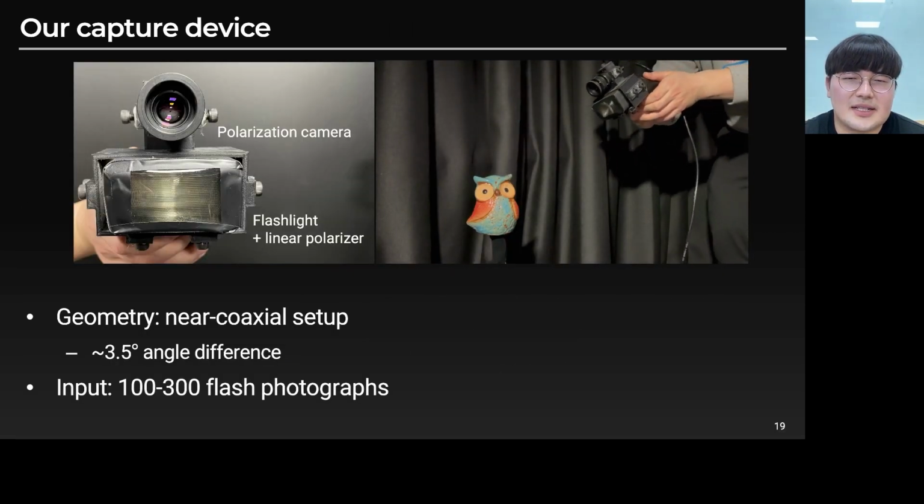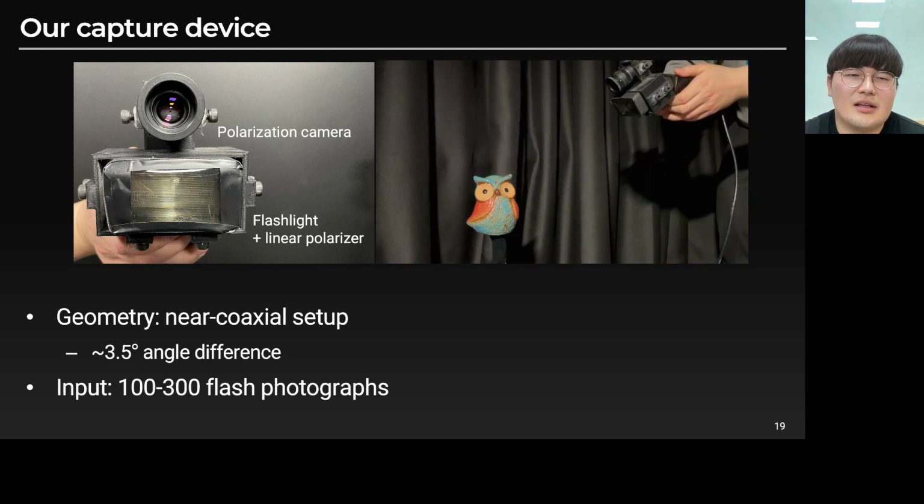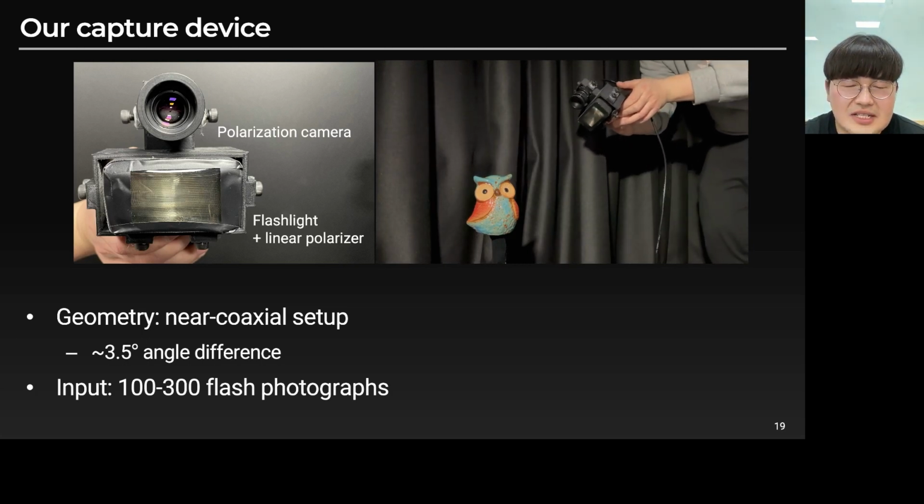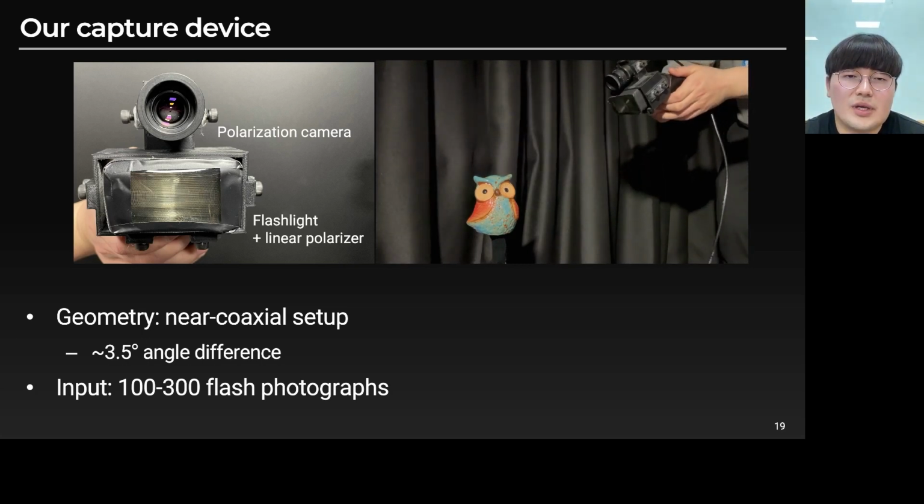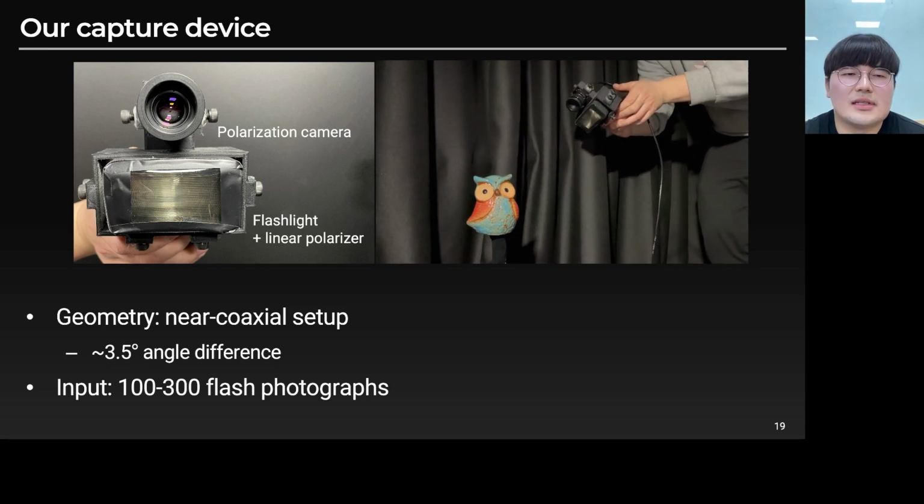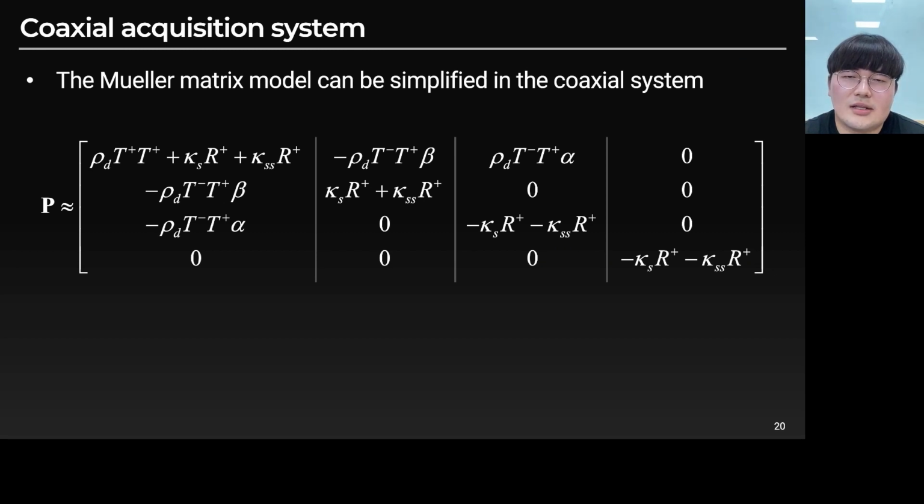This is our device. We combine an off-the-shelf polarization camera and a flashlight equipped with a linear polarizer. For input, we captured about 100 to 300 flash photographs as shown in this video. In the given setup, the light and the camera are oriented in nearly the same direction. A Mueller matrix can be simplified in the coaxial configuration.